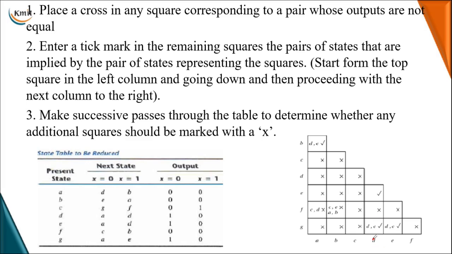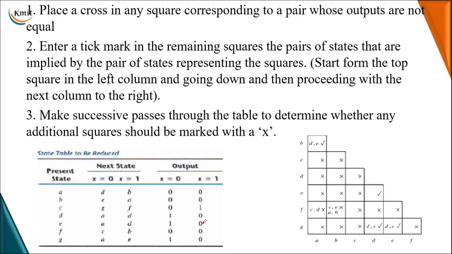Next D is checked with G. D value is 1 0, G output is also 1 0. So now let me check your next state. D with x equal to 0 has next state A, and EG also has next state A with the x input 0. Next, D's next state with x equal to 1 is D, where G is going to E. So if D are compatible, then DG is also compatible. As we have found here D is compatible, hence this state DG is also compatible.